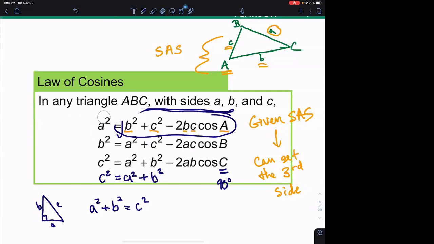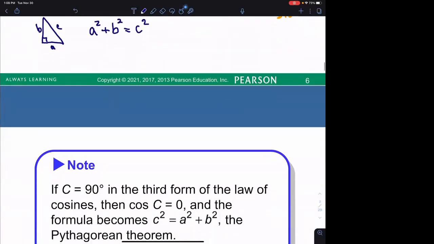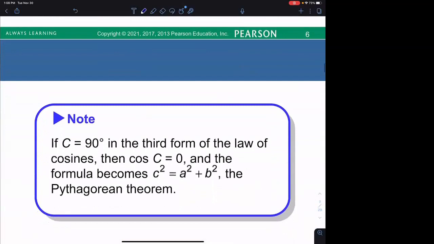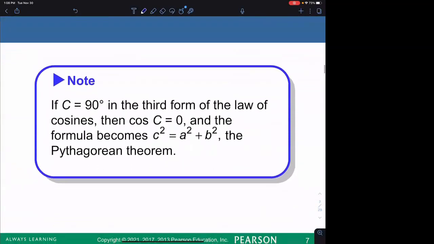That's how the law of cosines allows us to solve for unknown information about a triangle and eventually for the whole thing. So they give a note that basically says what I just said. If angle C is 90 degrees in the third form of the law of cosines, then cosine of C would be 0, since cosine of 90 is 0, and the formula becomes the Pythagorean theorem.